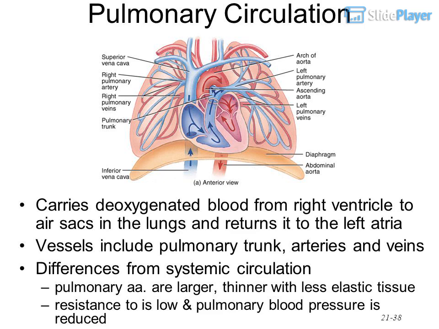Pulmonary circulation carries deoxygenated blood from the right ventricle to air sacs in the lungs and returns it to the left atria. Vessels include the pulmonary trunk, arteries and veins. Differences from systemic circulation: pulmonary arteries are larger and thinner with less elastic tissue. Resistance is low and pulmonary blood pressure is reduced.